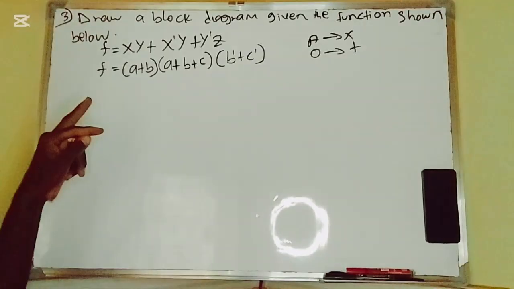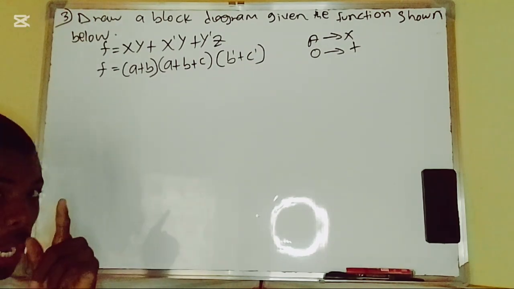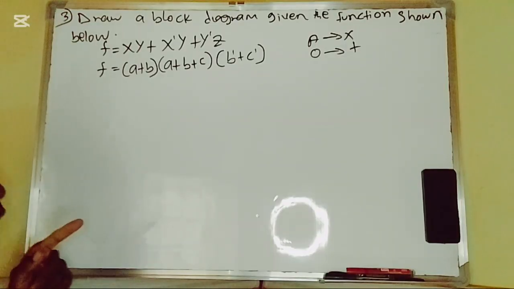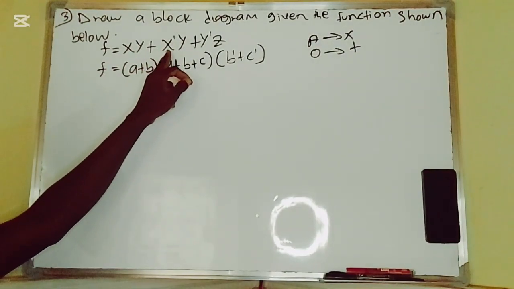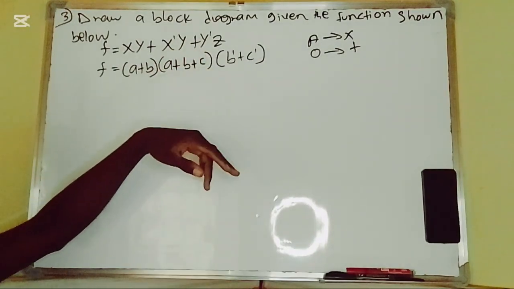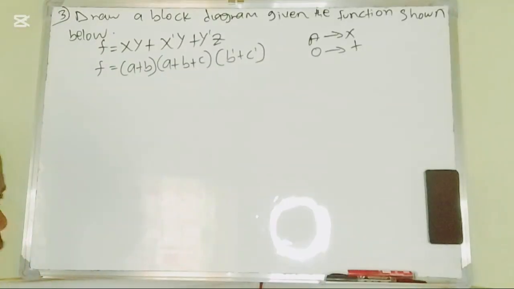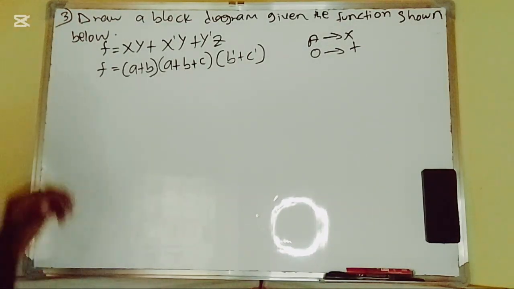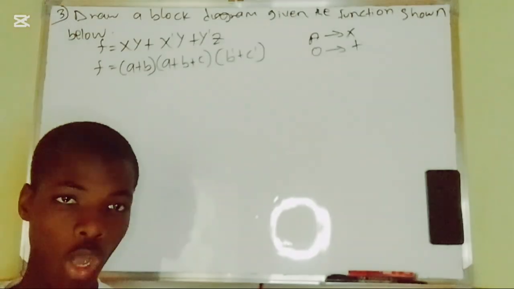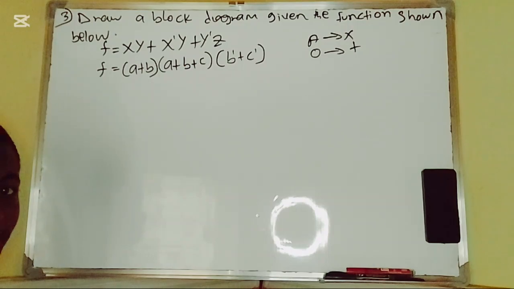So the next question says, draw a block diagram given the function shown below. We're going to draw the block diagram as we did for the second question before. So now what am I going to do? I have XY, plus X prime Y, plus Y prime Z. There is something that I need to tell you: there is sum of products, and there is product of sums. But let's solve this question and see whether it is a sum of products or a product of sums.